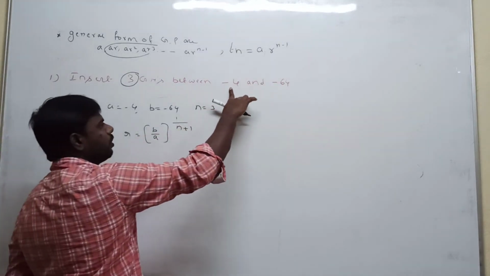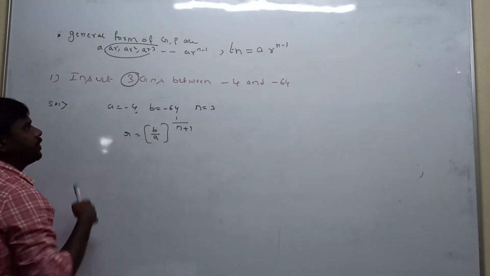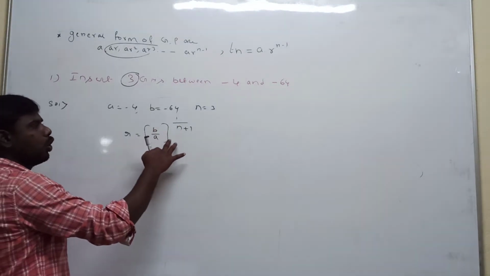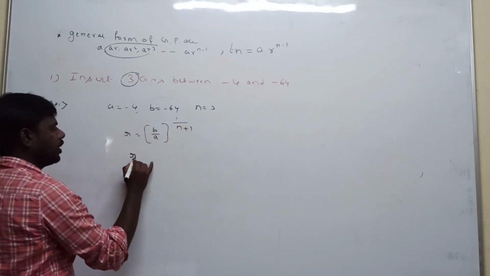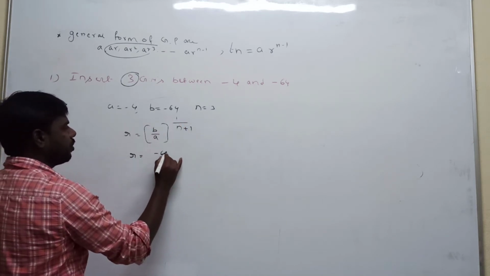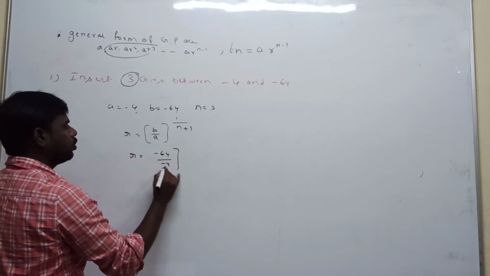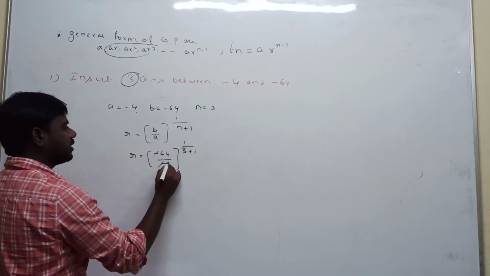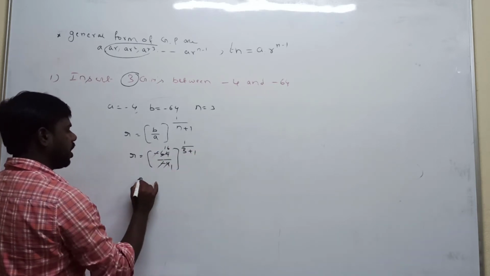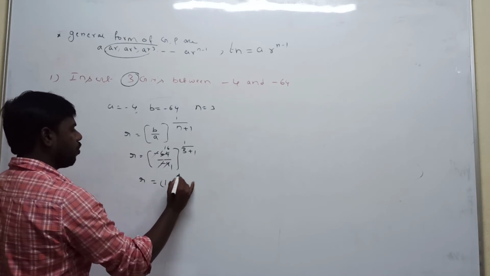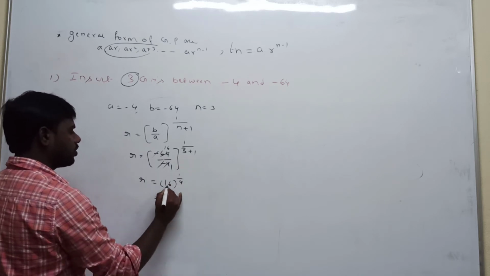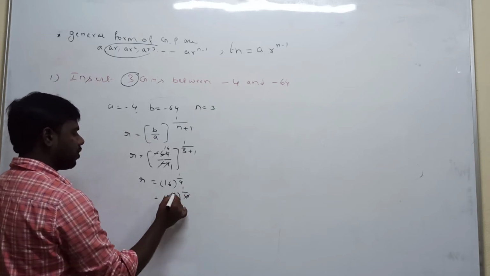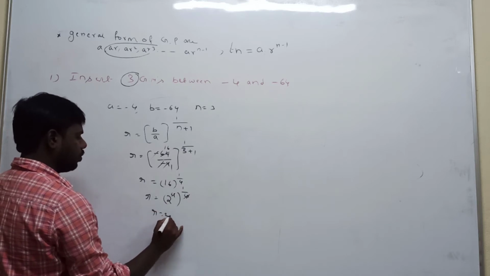A value is minus 4, b value is minus 64, n is equal to 3. To calculate r value, r is equal to (b by a) whole to the power of 1 by n plus 1. R is equal to b value minus 64, a value minus 4, whole to the power of 1 divided by n value 3 plus 1. Minus minus get cancelled. 4 on 4 is 16. So r is equal to 16 power of 1 by 3 plus 1, which is 4. Now 16 can be written as 2 power of 4, whole to the power of 1 by 4. The 4s get cancelled. So now r is equal to 2.